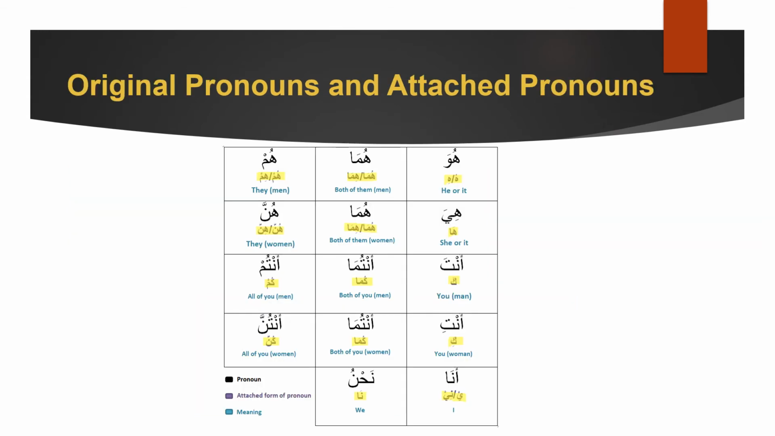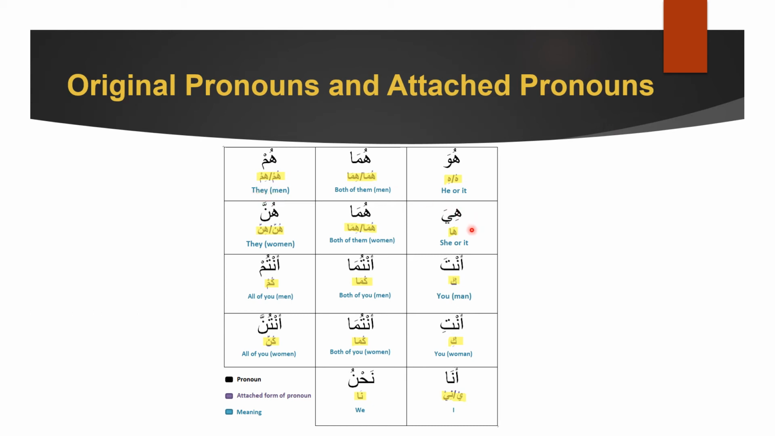So now you know the difference between attached pronouns and original pronouns. Attached pronouns can be attached, and original pronouns cannot be attached. Now let's look at the attached version of each pronoun. Huwa, who or he; huma, huma or hima, whom or him. These only have two versions because depending upon the easiness of pronunciation, they can have whom or him, but they basically mean the same thing.